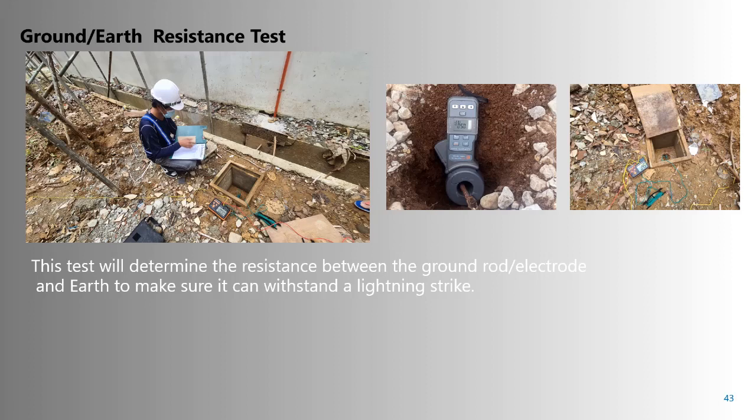Okay, that's the grounding. You could do clamp type testing of grounding, and then fall of potential, and there are other lightning protection system testers, so you could use those. That's the primary test. So you need to be at least less than 5 ohms.